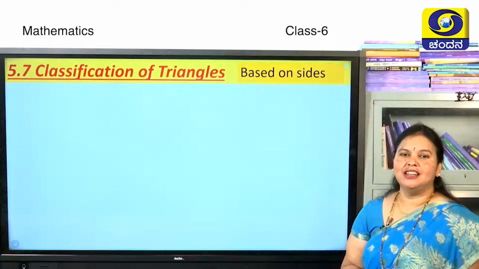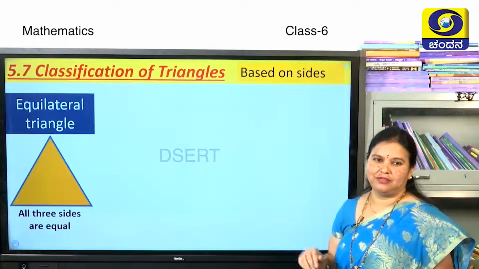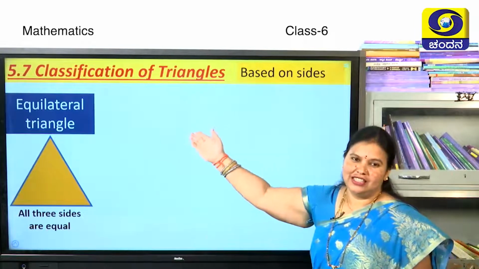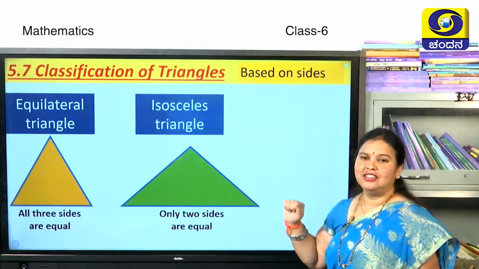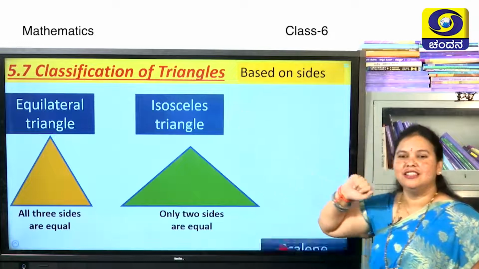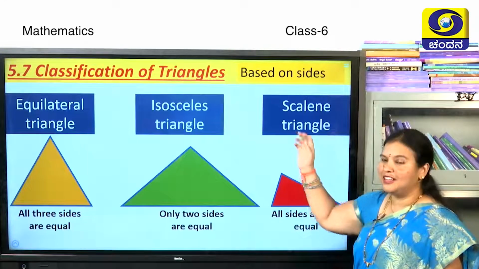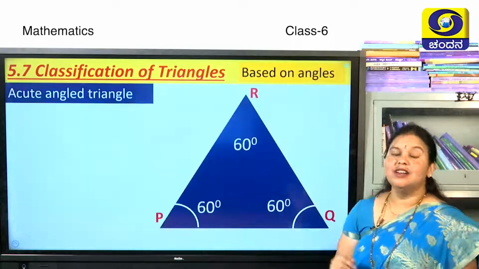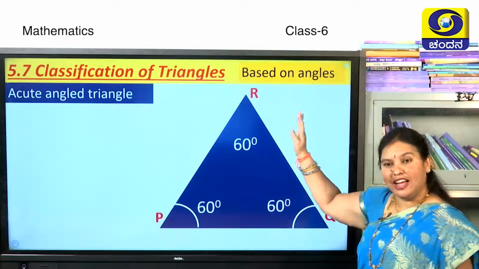Now we'll see all types of triangles based on sides at once itself. See, if all the three sides are equal, then we call it as equilateral triangle. If only two sides are equal, then it is isosceles triangle. All the sides are unequal, then we call it as scalene triangle. Understood, children? Now we'll understand the classification of triangles based on angles.